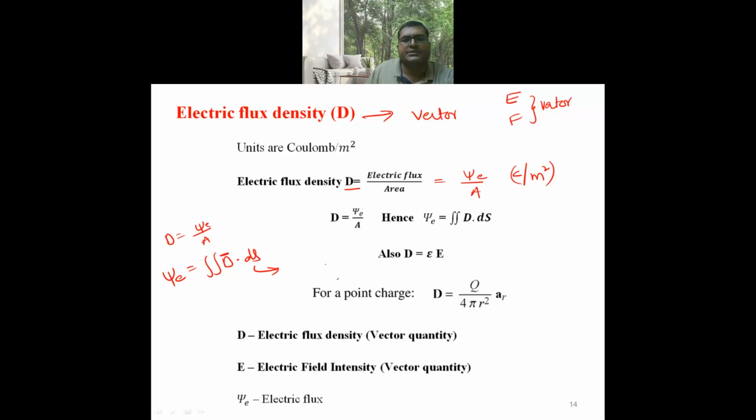dS is the differential normal surface, and also D is equal to epsilon E, and from that you will get the value of D is equal to Q by 4 pi R square aR cap, where E is equal to Q by 4 pi epsilon R square aR cap, as D is equal to epsilon E. Epsilon term gets cancelled.